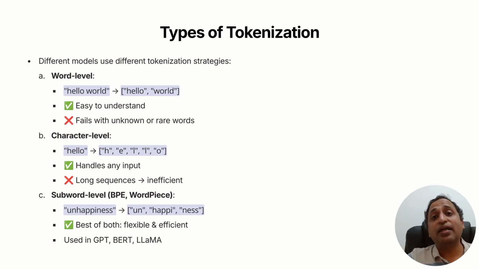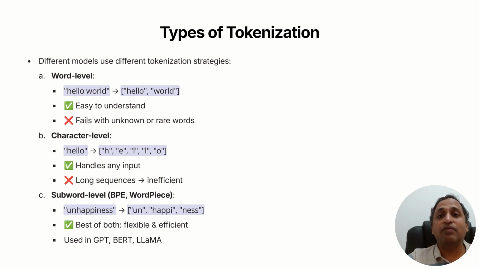Then comes character-level tokenization. This breaks every word into individual characters. So "hello" becomes H-E-L-L-O, like a split. This can handle everything, even brand new words or typos. But the downside is the sequence becomes very long, which makes processing less efficient.